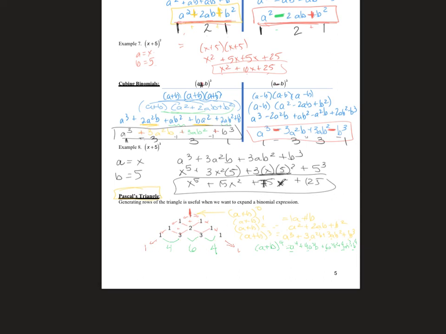So the next row would be 1. Add these two together, I'd get 5. Add these two together, get 10, 10, 5, 1. And those would be the coefficients if I were to raise a plus b to the 5th. And so on and so on. So you should be able to generate many, many rows of Pascal's triangle. Or given a row of Pascal's triangle, you should be able to generate the next row.